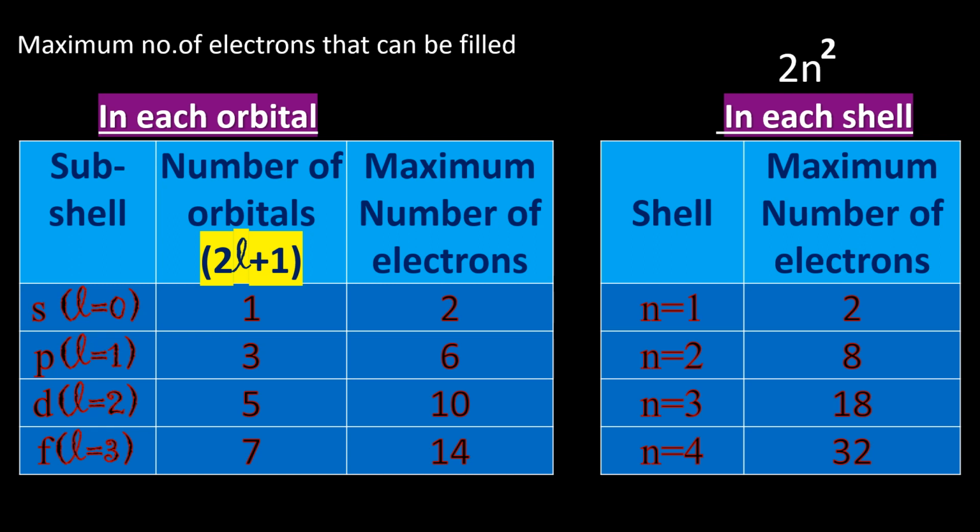Now let's see. Each degenerate orbital will consist of 2 electrons, children. Now you can calculate easily. 1 degenerate orbital means 2 electrons. 3 means 3 into 2, 6 electrons. 5 degenerate orbitals, 5 into 2, it is 10. Now 7 degenerate orbitals, 7 into 2, 14. How? I gave you box-like structures, right? In each box there will be an occupation of 2 electrons.